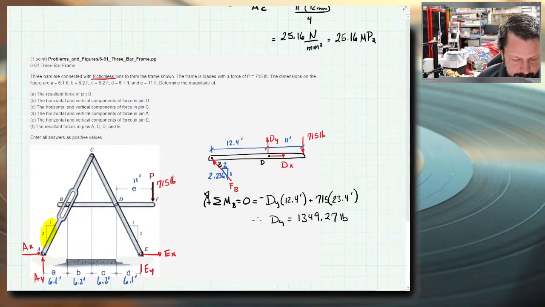Okay, now I've got a value for dy. Are they even asking for that? They are asking for part B here, the horizontal and vertical components of force in pin D. So I've got the vertical one. Now, if I do summation of forces in the y direction, I'll get the value for FB.